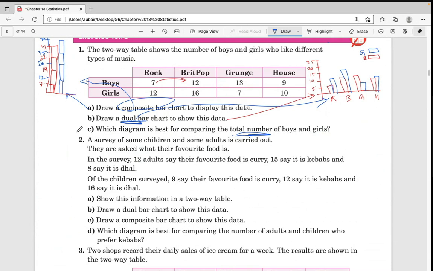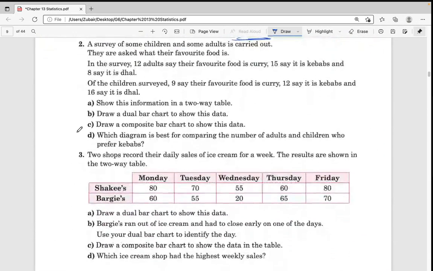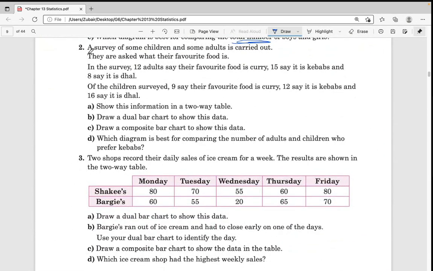Question number 2. These questions are going to be very boring. We'll try to make them interesting.